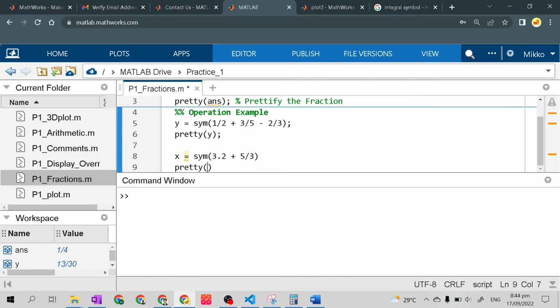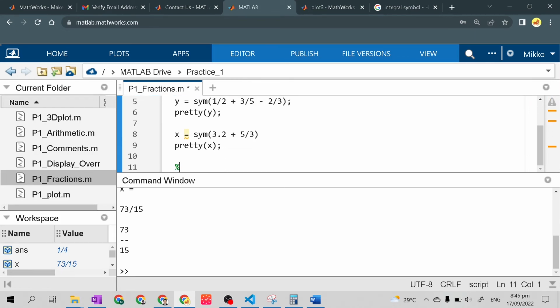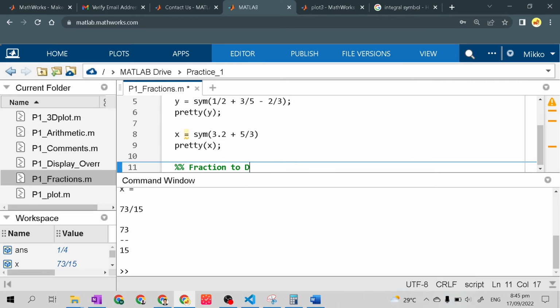Pretty, to make it pretty. Let's press F5. The answer is 73/15. So the answer will become a fraction even though you add a fraction to a decimal. Now, if you want to convert from a fraction to decimal, fraction to decimal, oh sorry, decimal.